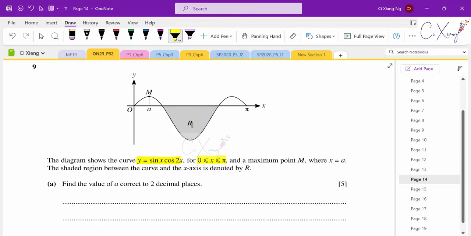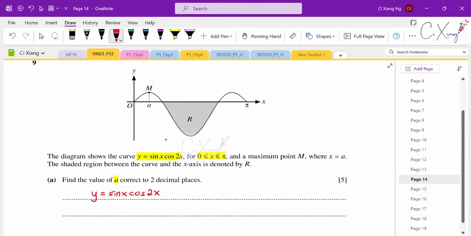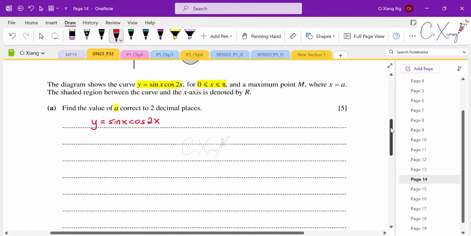So first of all, they want us to find the value of a, correct to 2 decimal places. Right, so to find the value of a, it is the x-coordinate for the maximum point. So to find out the x-coordinate for a maximum point, we need to find out dy dx first, and we let it equals to 0 and solve for the x. Okay, so we are having this equation here. So how to find the dy dx for this equation?